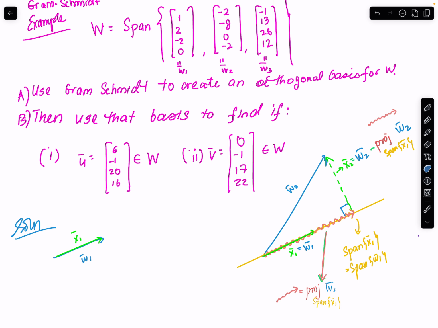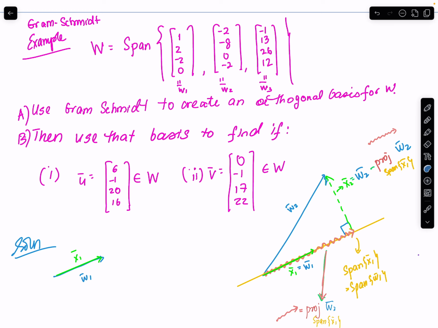Hi everyone, in this video I'm going to use the Gram-Schmidt process to create an orthogonal basis for a subspace of R3. We're given that the subspace is spanned by a certain set of vectors, and we're going to use Gram-Schmidt to create an orthogonal basis. After that, we'll answer the question of whether certain vectors are in that subspace or not. And once you have an orthogonal basis, that's much easier to answer.